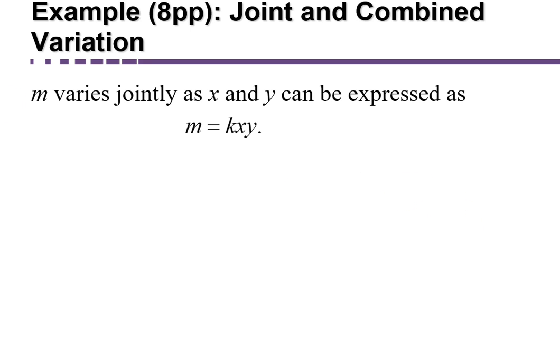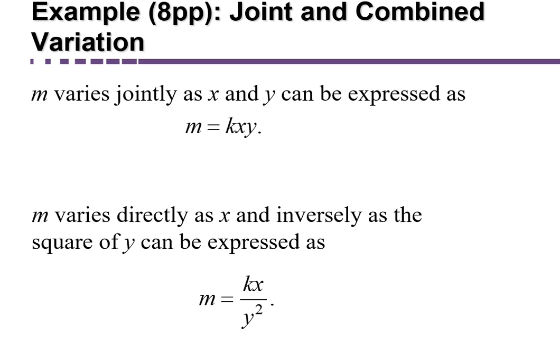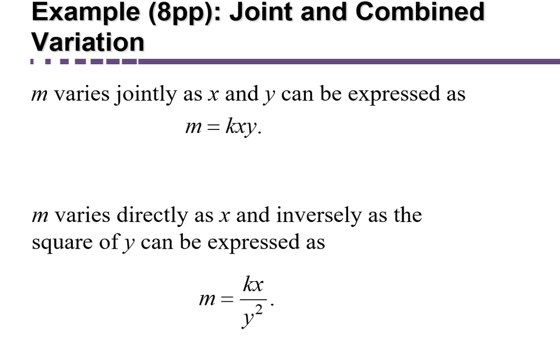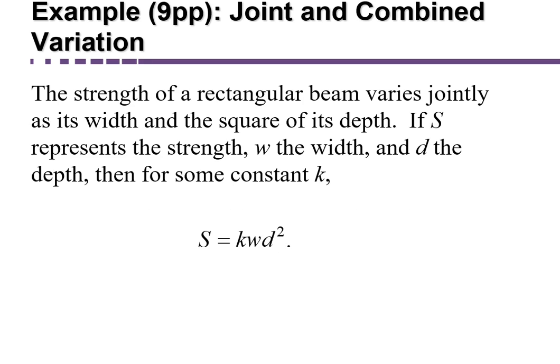Okay, so here they're saying m varies jointly as x and y. So the k is in the numerator, x and y. This would be a joint variation. And this would be a combined variation, something in the numerator and something in the denominator. You have to read the example carefully. And by the way, we are calling those examples. So going back, be sure you put 8 pp and 9 pp for this one.